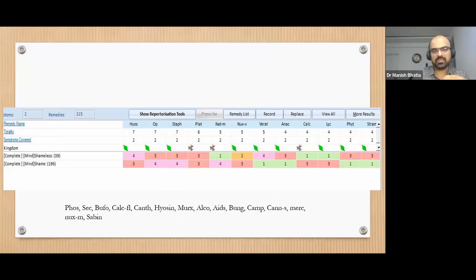Why is Hyoscyamus present in the rubric shame as well as shameless? Why is Secale present in both shame and shameless? Why is Platina present both in shame and shameless? Why is Natrum muriaticum a remedy which we do not relate with shameless behavior? Why is Natrum muriaticum present +4 in shame but is also present in shameless?